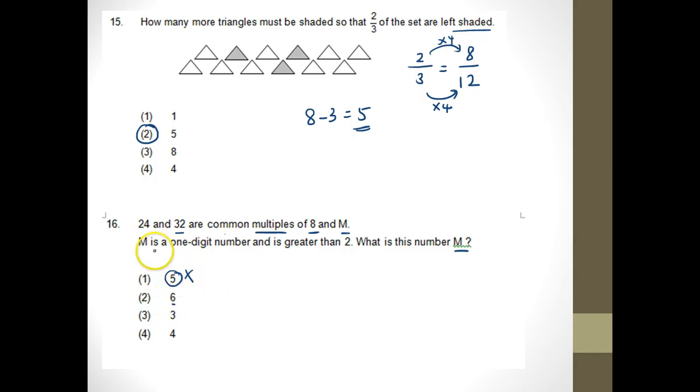How about 6? Is 24 a multiple of 6? Yes. How about 32? 32 is not a multiple of 6. Let's look at 3. 24 is a multiple of 3, but 32 is also not a multiple of 3. Let's look at 4. 24 is a multiple of 4, 32 is a multiple of 4. So we know that option 4 is the answer.